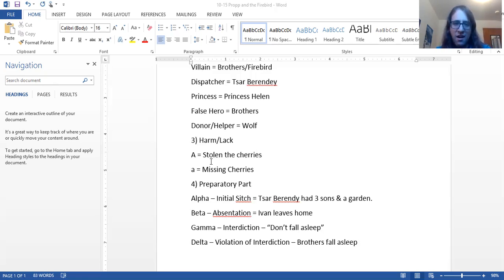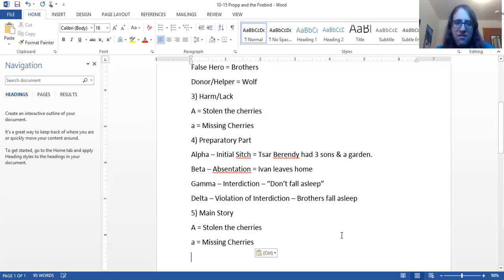Okay, we've already gotten our harm and our lack. So now we're into the main story. And basically we have all this leading to the harm or the lack that Ivan has to deal with. Then we have mediation.